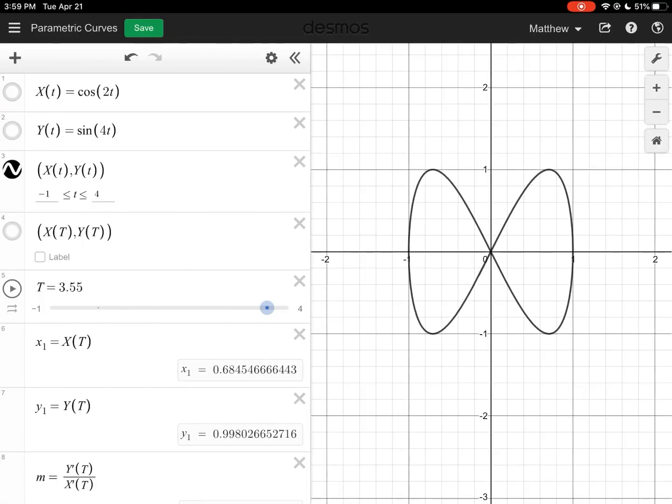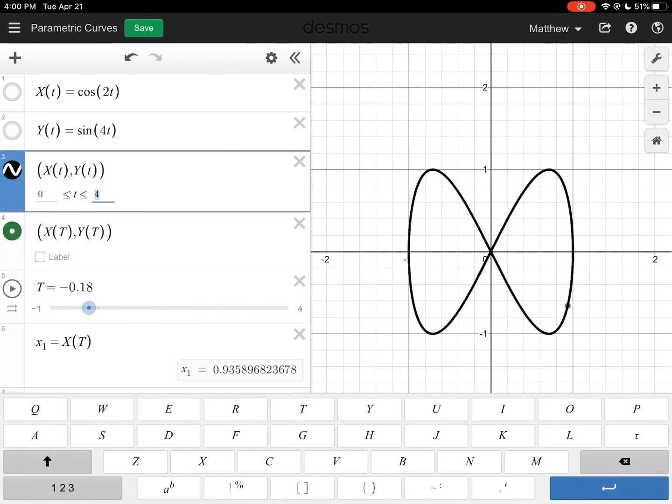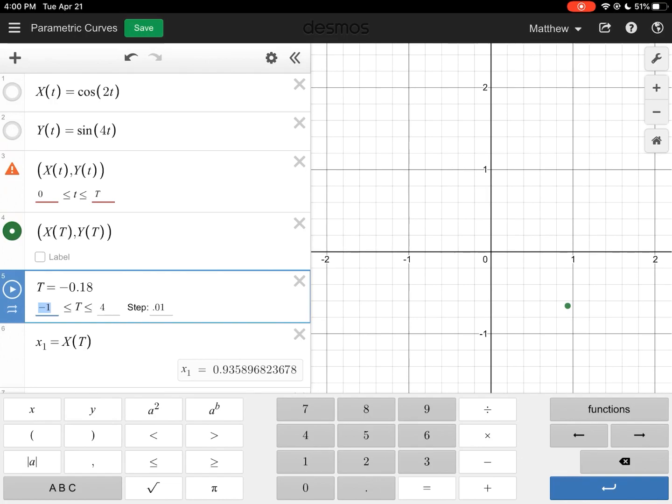So there's our bow tie shape. We're trying to find out how long that is. Let's first figure out how it draws itself. Let's start at time 0. Put a capital T back in this position. Just make that start at 0 as well. And let's just go up to 10 just to see.